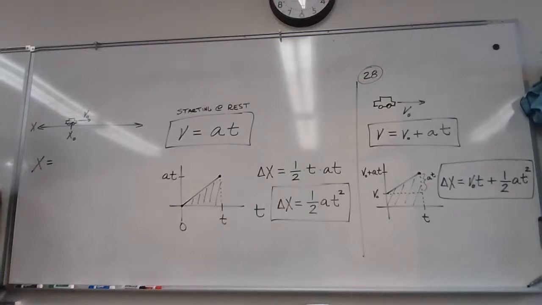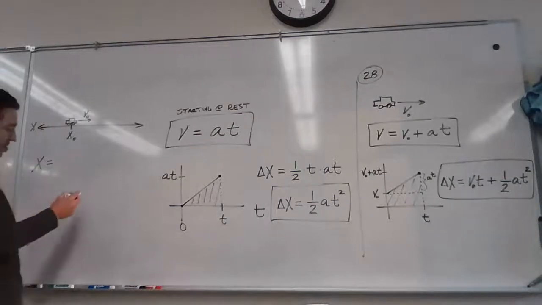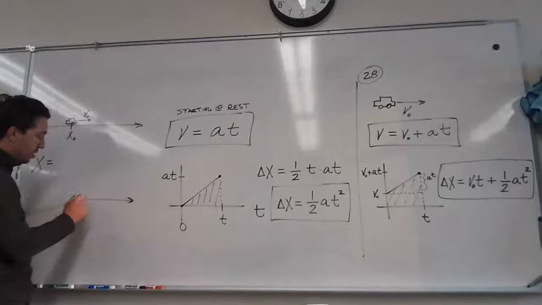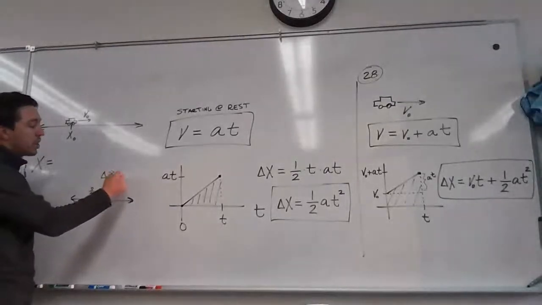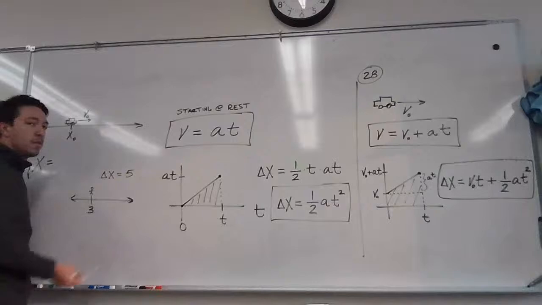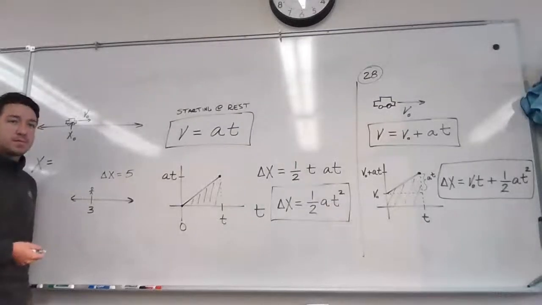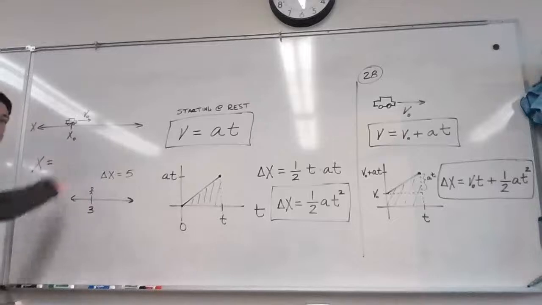No one knows? Pretty much. So if you don't know the answer to this, I'll ask you a simpler question. Let's say I started at position 3, and let's say my displacement was 5. Where would I end up? 8. There you go.